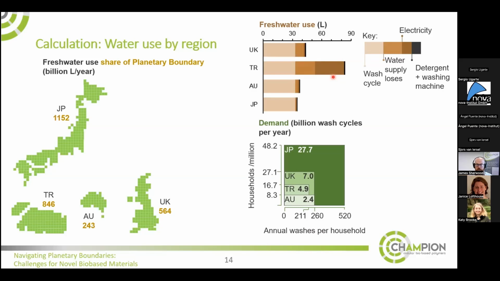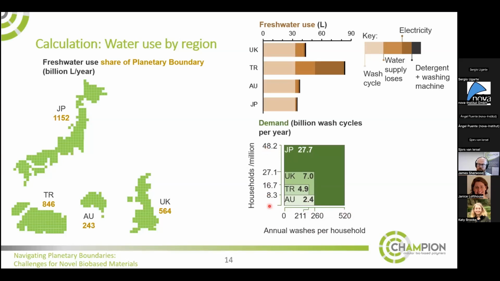Demand is also another important variable. So in these rectangles here, the area represents the demand. On one axis we have washes per household, and then we have the total number of households in that area. Compared to the UK, Australia is using the washing machine about as often per household. In Turkey, a little less. In Japan, about twice as much. So in Japan, they're using a washing machine at home about 10 times a week. I can't really explain why that is, but this is from a survey done in the scientific literature. And then that's multiplied by the households.